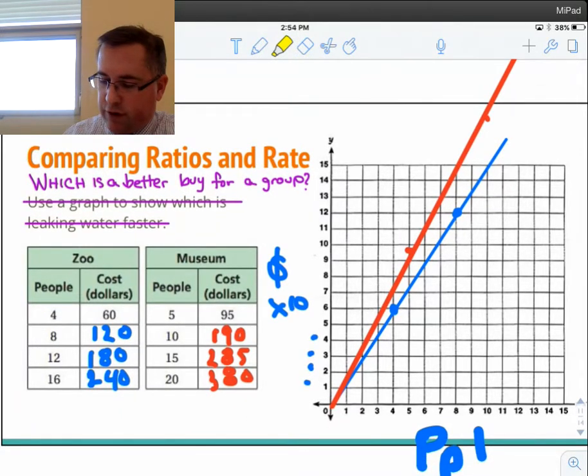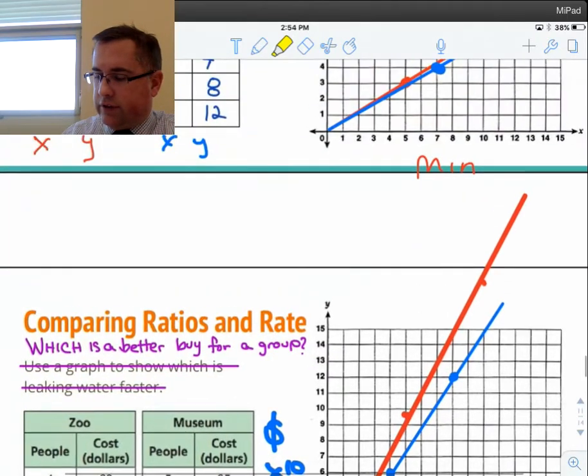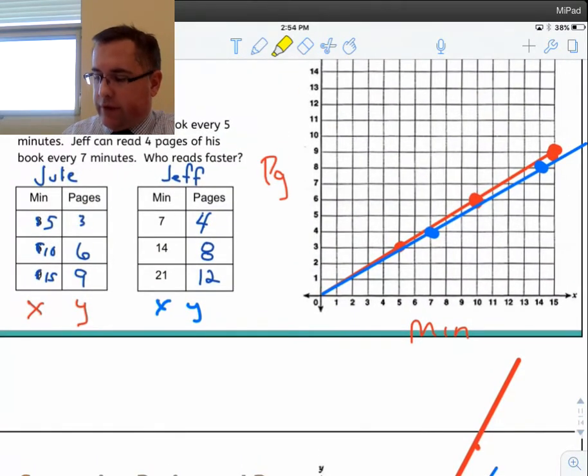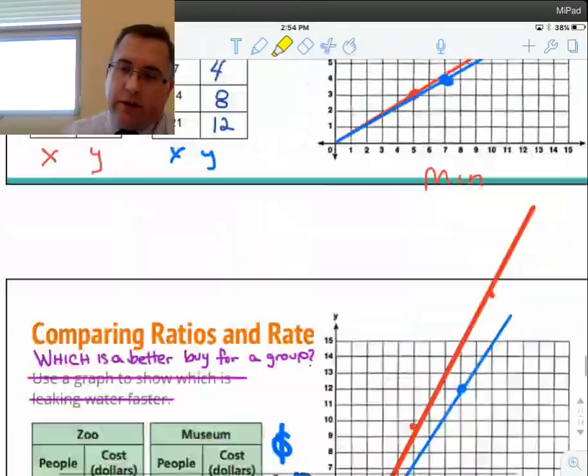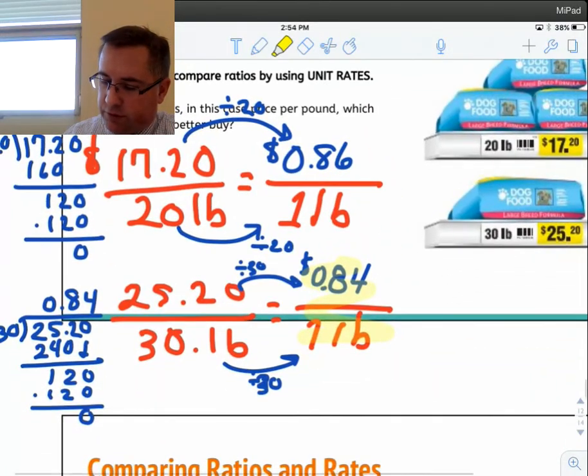This one's a little bit better to see that as you get more and more people, the museum gets more and more expensive. So it's not as good of a deal. This one, again, as you get to more and more minutes, Julie is able to read more and more pages compared to Jeff. So that gap will widen between the two of them the further out you get as far as minutes are concerned. And the last one was the equivalent ratios.